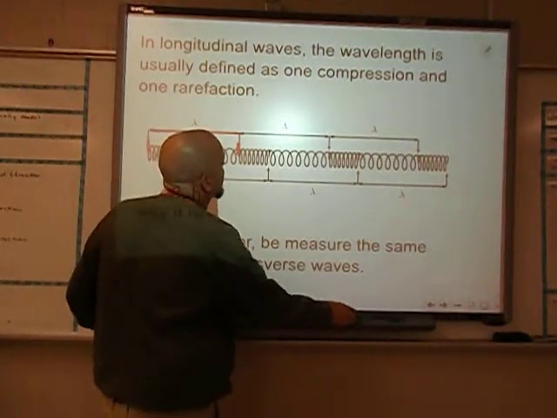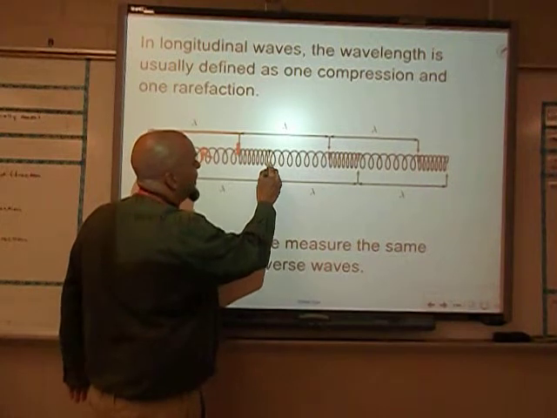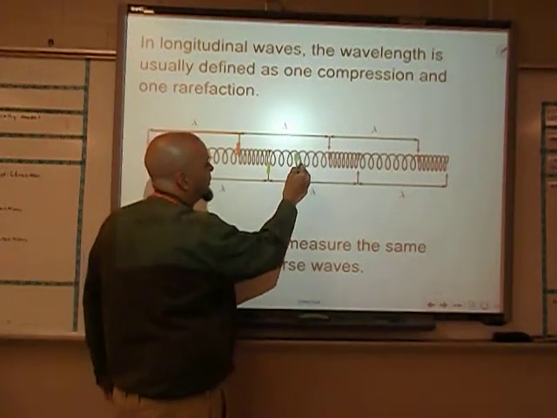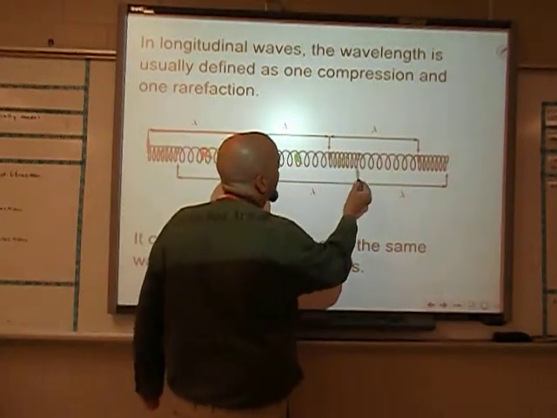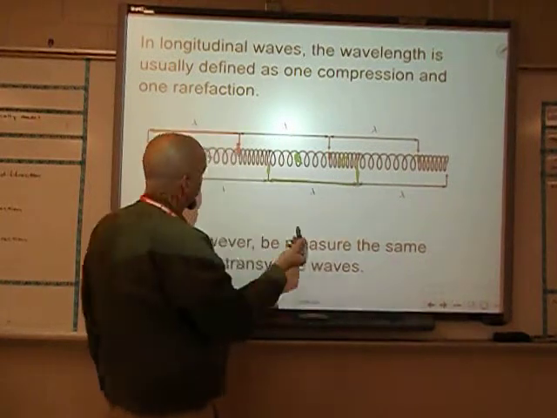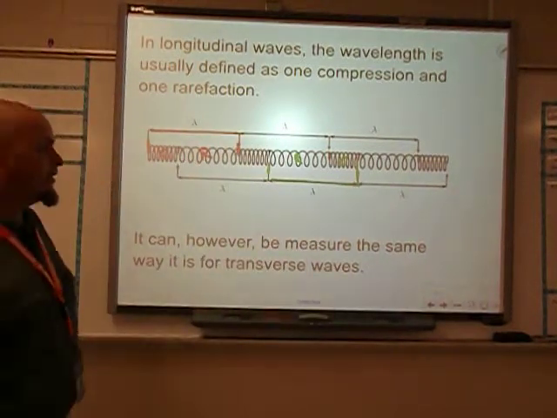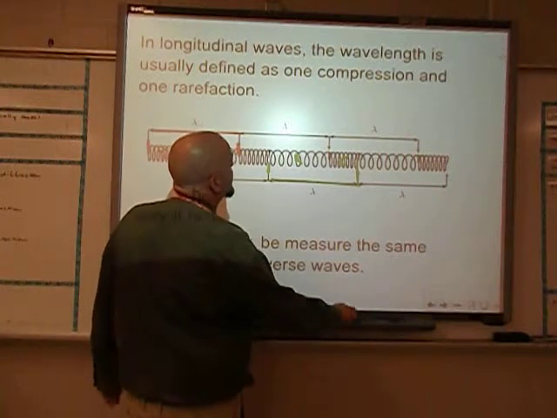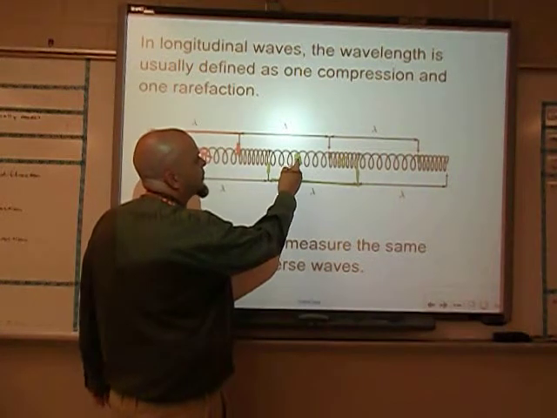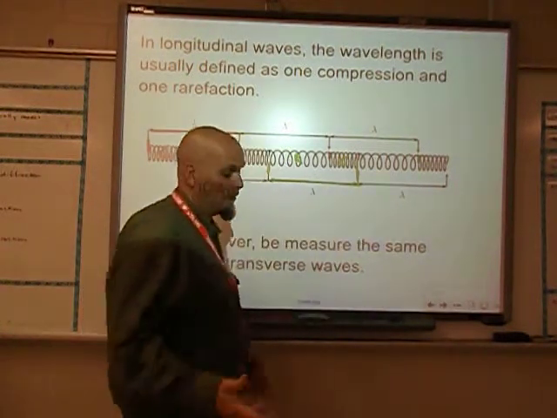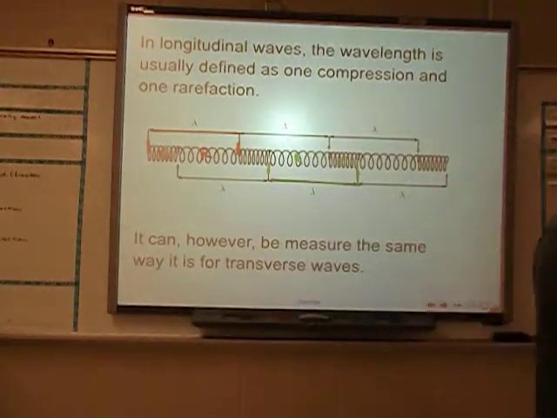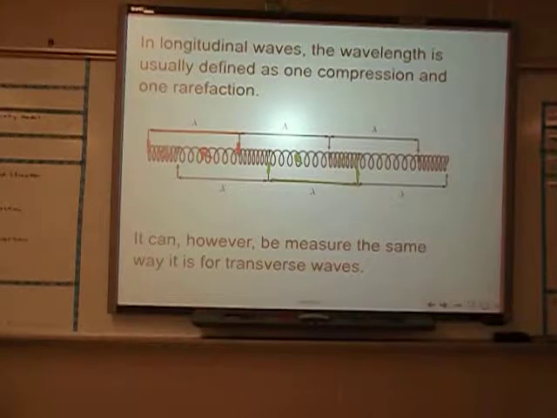We can go from the beginning of a rarefaction to the end of a compression. That would be a wavelength. We could go from the middle of this rarefaction to the middle of that rarefaction, and it would be a wavelength. Again, technically, all wavelengths. Any point on the first wave to the exact same point on the next. That is wavelength.